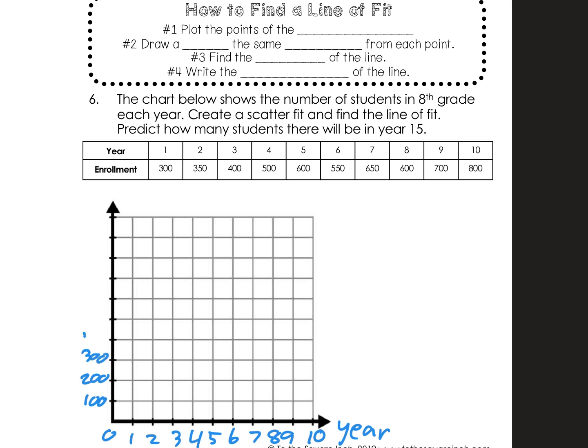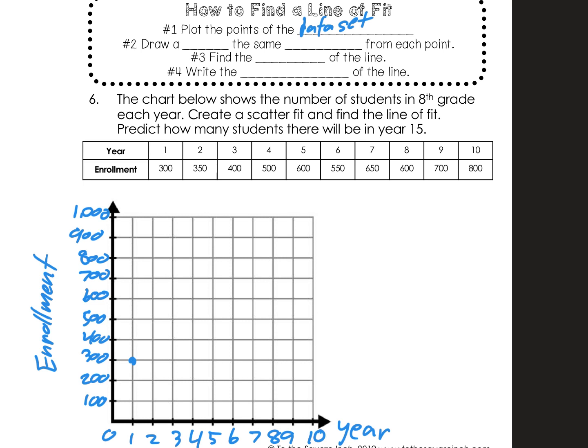So on our x-axis, we're going to put our year, 0, 1, 2, 3, 4, 5, 6, 7, 8, 9, 10. And on our y-axis, we will put the enrollment, which will range from 0 up to 800. But let's just make 100 per block, so it'll go from 0 to 1,000. The first step is to plot the points of the data set.